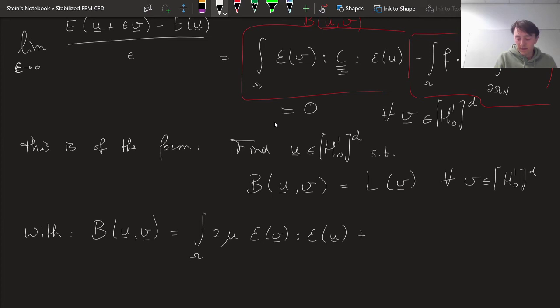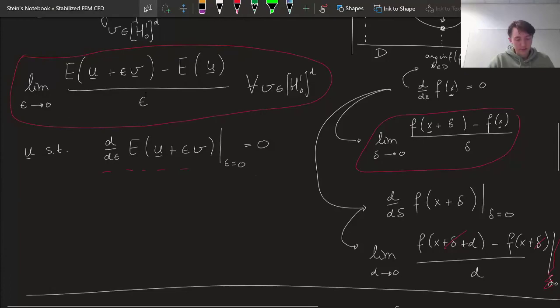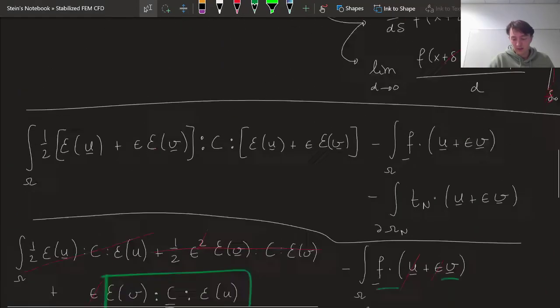Plus lambda epsilon v times the trace, double contracted with I, times the trace of u, the trace of the strain of u, probably. Check that. Yes.